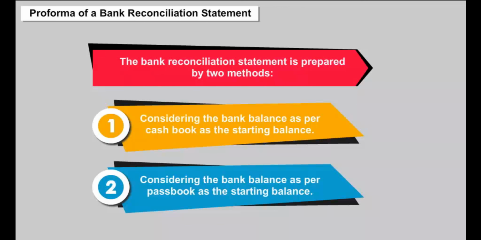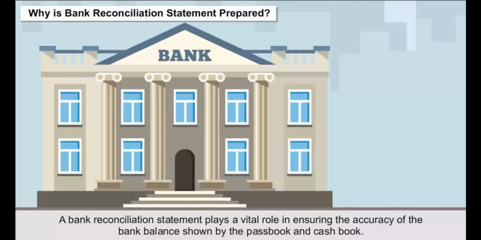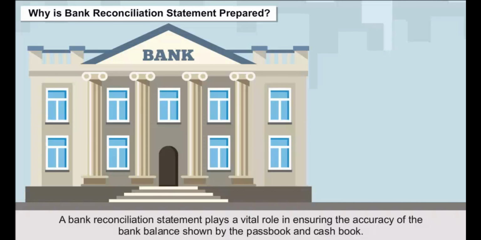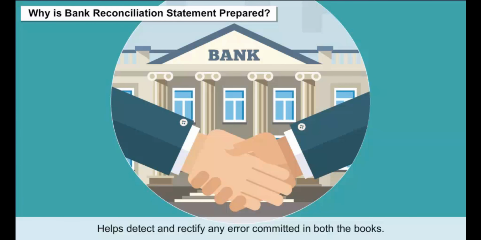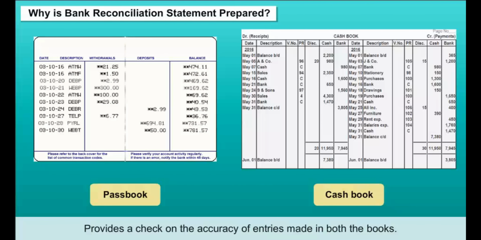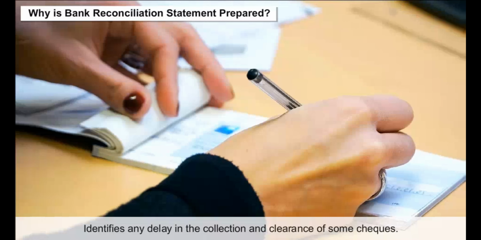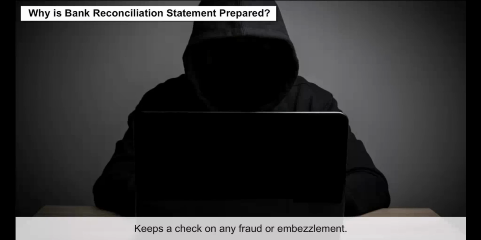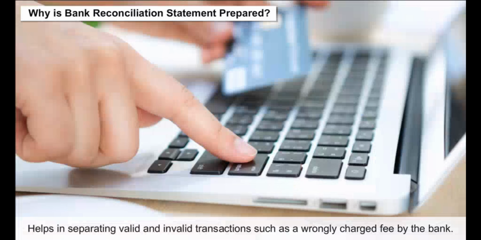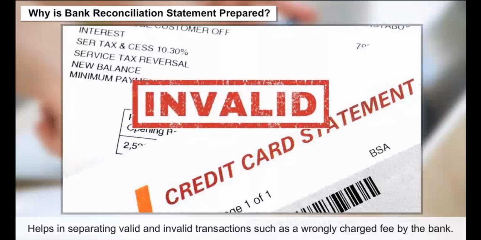Why is a bank reconciliation statement prepared? A bank reconciliation statement plays a vital role in ensuring the accuracy of the bank balance shown by the passbook and cash book, helps detect and rectify any error committed in both the books, provides a check on the accuracy of entries made in both the books, identifies any delay in the collection and clearance of some checks, keeps a check on any fraud or embezzlement, and helps in separating valid and invalid transactions such as a wrongly charged fee by the bank.